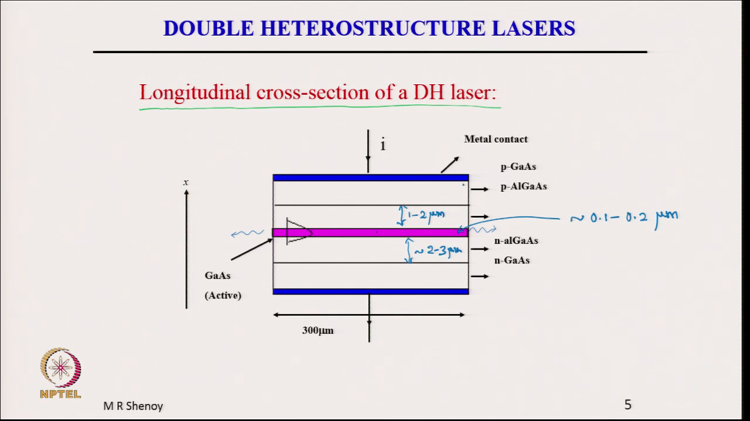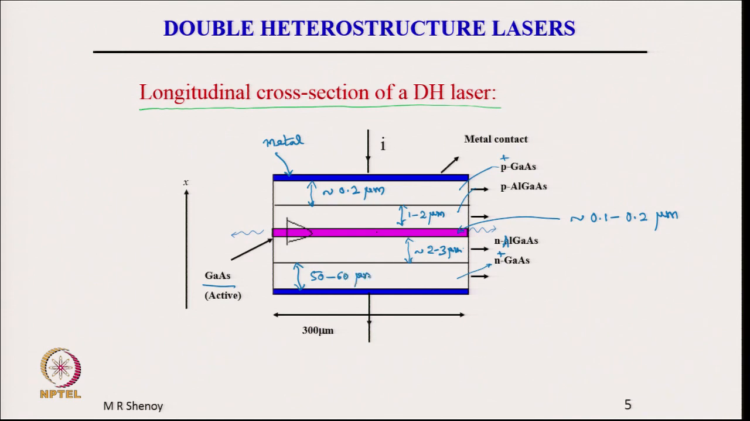And then we usually have a P plus contact layer. So, this is the P plus contact layer, this is P aluminum gallium arsenide, this is N aluminum gallium arsenide, and this is N plus gallium arsenide, the substrate, and this is the gallium arsenide active intermediate region. This contact layer may be of the order of 0.1 to 0.2 micrometer again, and this is the metal. And this thickness is the substrate thickness, generally 50 to 60 micrometer.